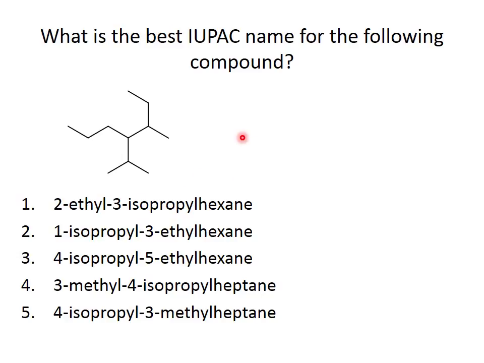Go ahead and stop the lecture and figure out what the name is for this compound. Okay, if I look at this, I have to find the longest chain first. What is the longest chain? 1, 2, 3, 4, 5, 6, 7. So it's going to be a heptane, one of these two.